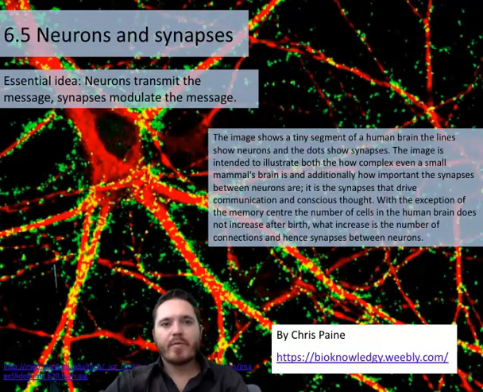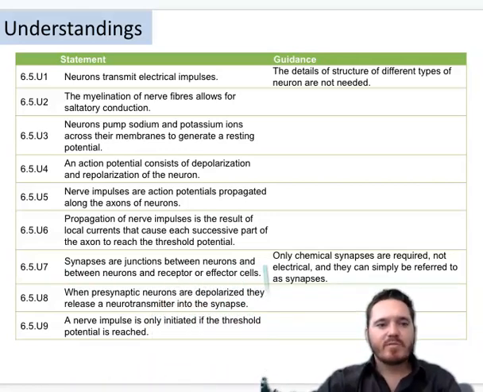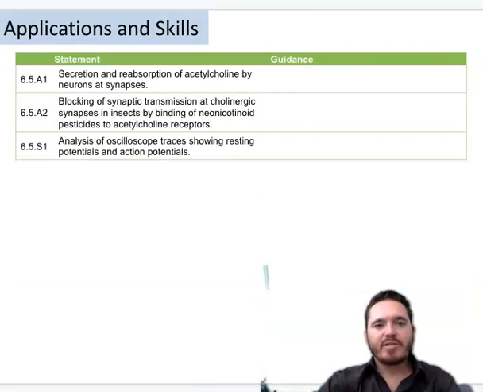I am going to give you a presentation about topic 6.5 from IB Biology about neurons and synapses. So the essential idea here is that neurons are transmitting the message while synapses are modulating the message. Have a look at the understandings for this topic, as well as the applications and skills.